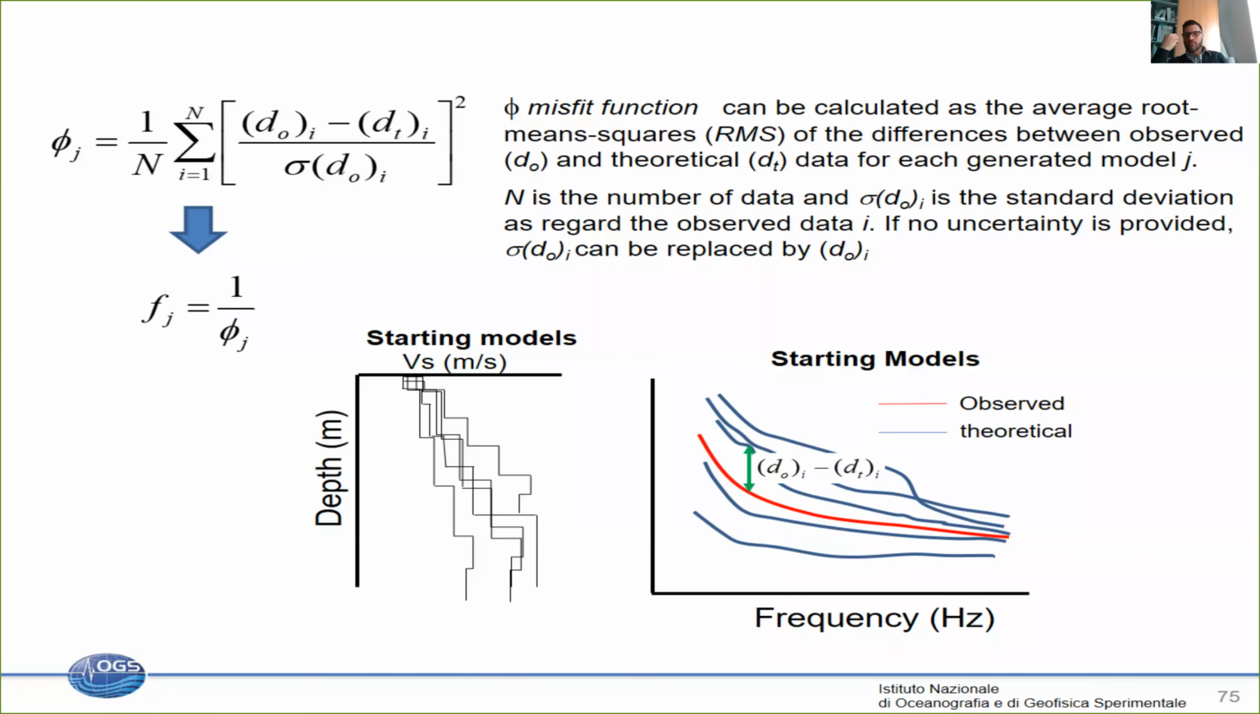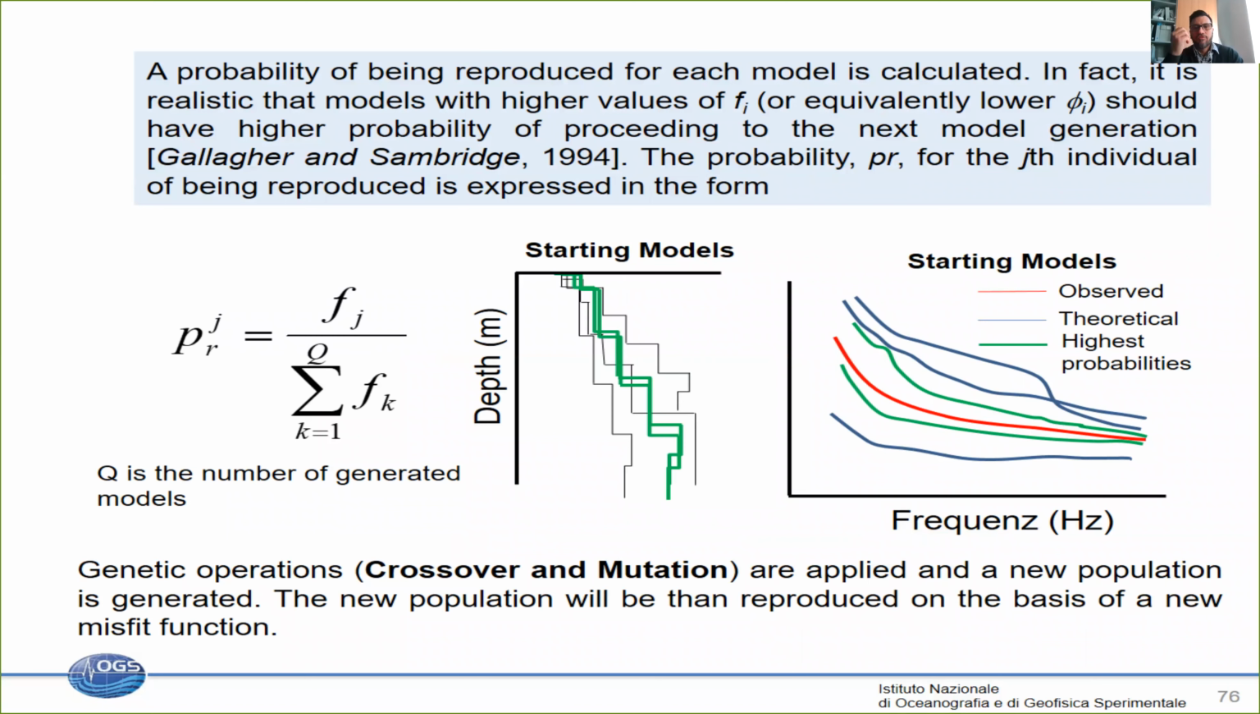Okay, but now I have to modify these models in order to test new ones, hoping that they are even better than the one I found here. And how can I modify them? Generally, they are modified considering the probability of a model to be reproduced, or to have some part of itself reproduced in a new generation.